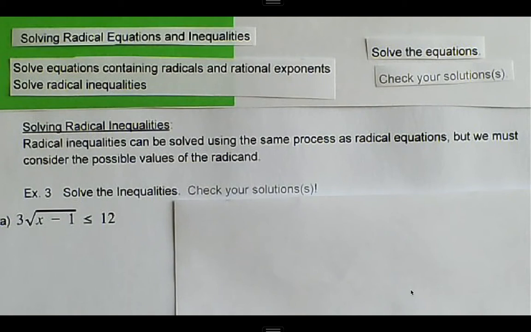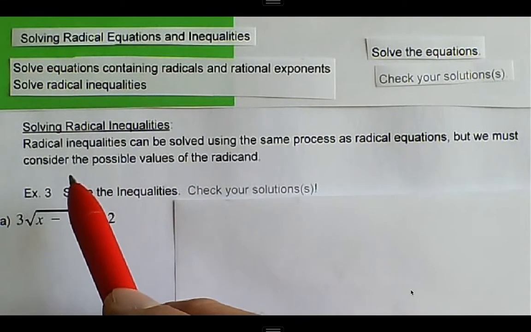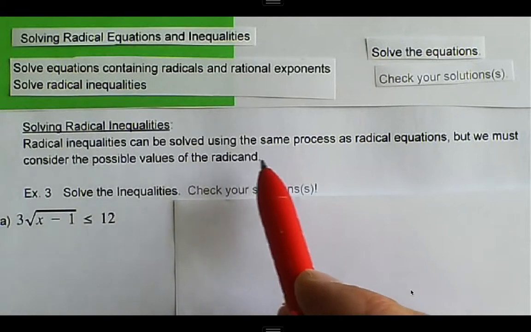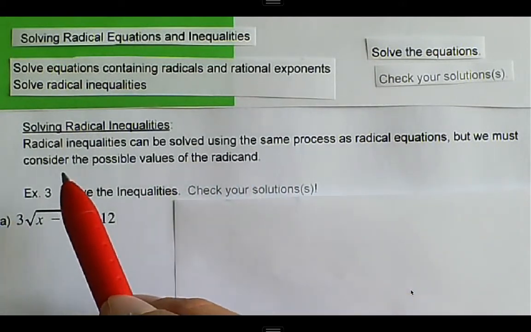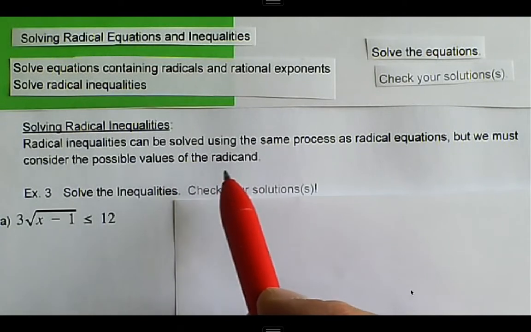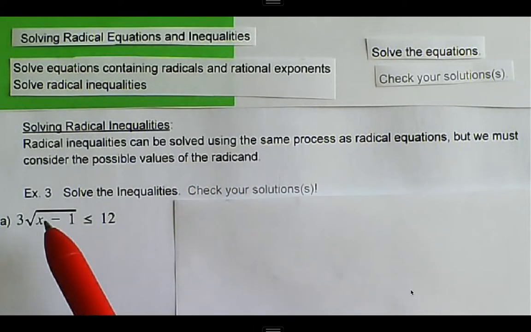Equations and radical inequalities. In this case, we have a radical inequality that we're trying to solve. Radical inequalities can be solved using the same process as radical equations, but we must consider the possible values for the radicand. In other words, if we're taking the square root or an even radical, we can't have a negative value under there.